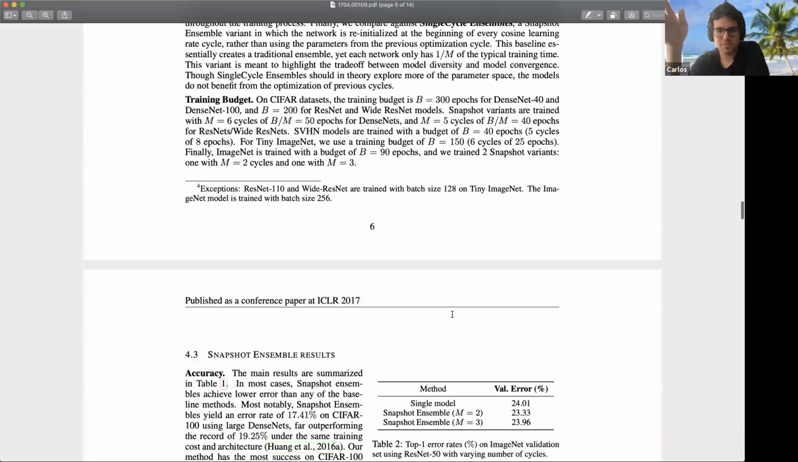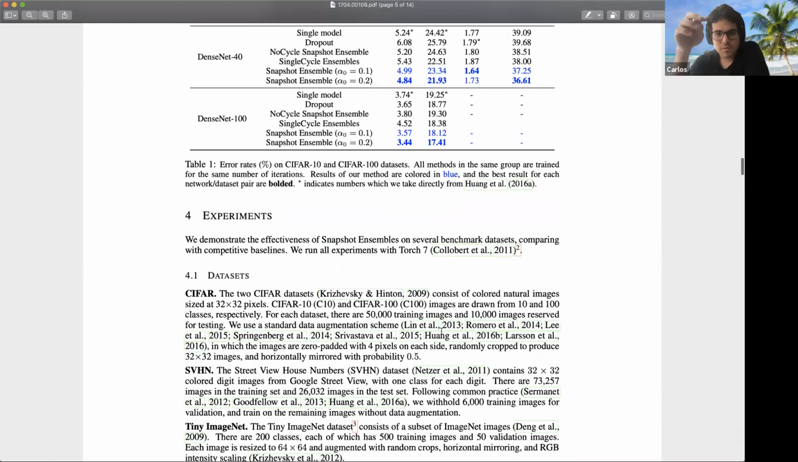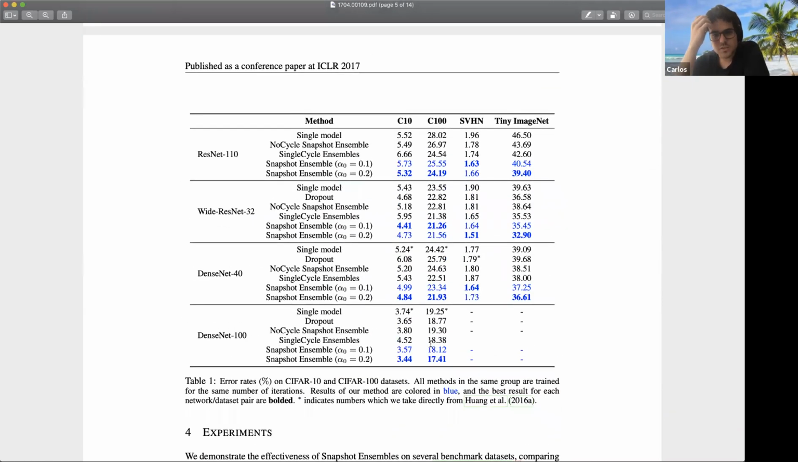They showed if you have a constant budget, so if you go up to this one, so yeah, you have the single cycle ensembles. Mm-hmm. But they divide the single cycle ensembles with the same number of divisions as the snapshot ensembles. Yeah, so that's what you were saying. You have the same budget, so you have 300 epochs to train your ensembles, and you train 6 ensembles starting at different points, 50 epochs each.